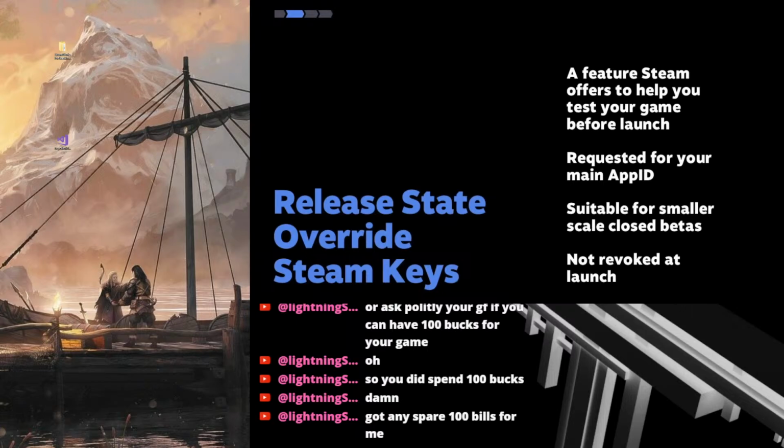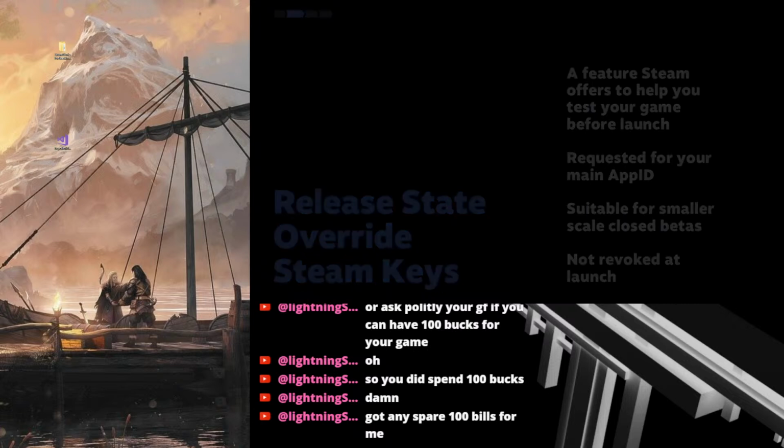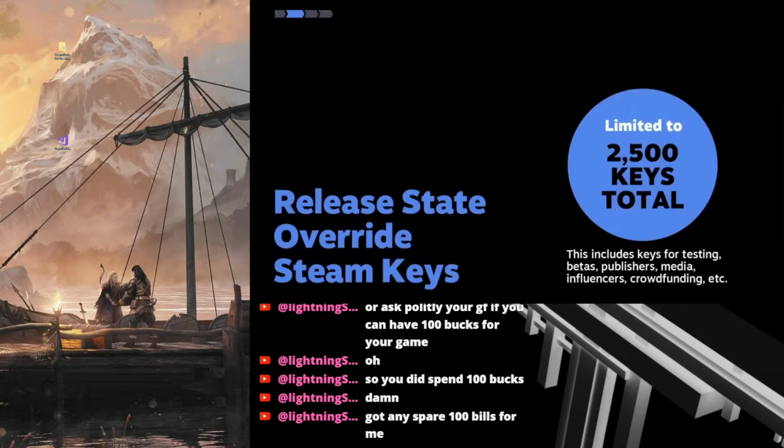They're really suitable for smaller scale closed betas, and they are not revoked at launch, which means that when you hand out these keys to potential testers, they will retain ownership of your game unless you revoke these keys. So keep that in mind. Release state override Steam keys are generally limited to 2,500 keys total. That 2,500 includes keys you may need for testing, for running betas, for publishers, or sending out to the media or influencers, and also for crowdfunding purposes. So keep that in mind.